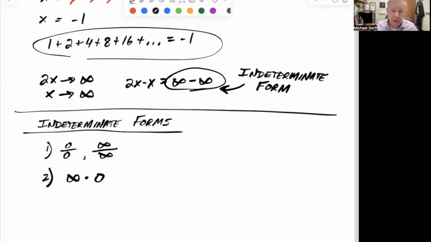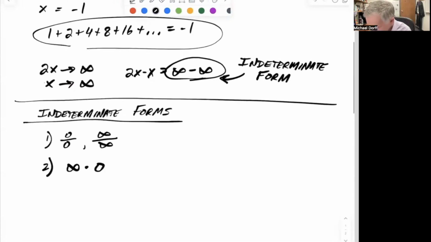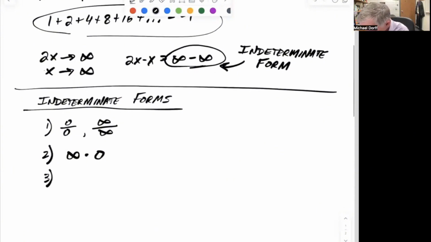What is infinity times 0? We have something really, really large and something really close to 0. Is it going to be really, really large, so infinity? Or is it going to be really close to 0? Or is it going to be something in between? We need more information. We need to rewrite this in a different form so that we can evaluate what it actually is.